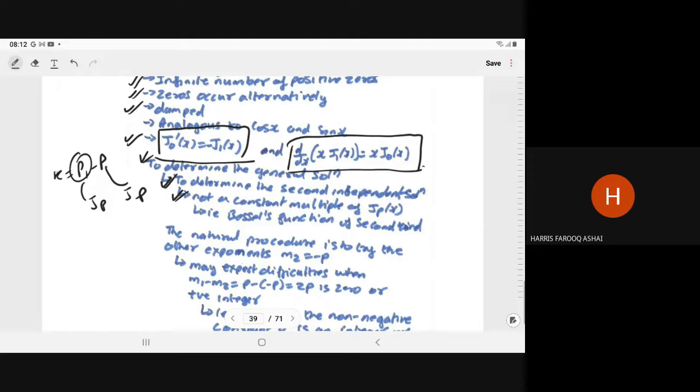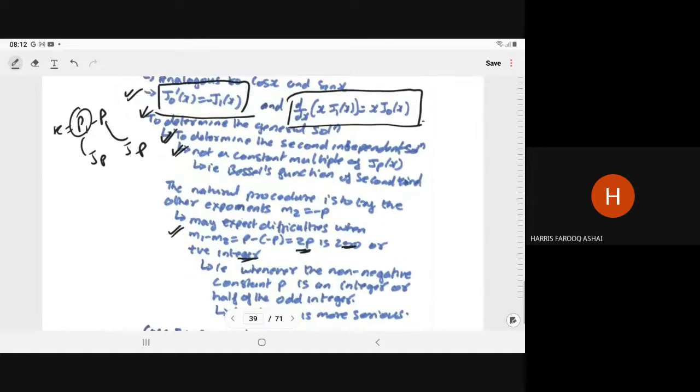So here we have written that we may expect the difference m1 minus m2. M1 we assume as p and m2 as minus p. So p minus (minus p) becomes 2p. If this 2p is 0 or an integer, then you cannot write directly the J of minus p. In that case, we have to determine the second linearly independent solution in a different way.